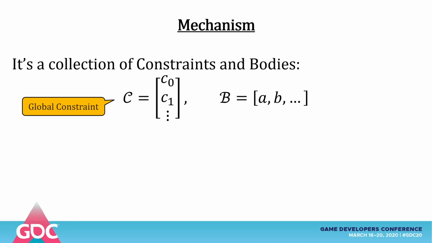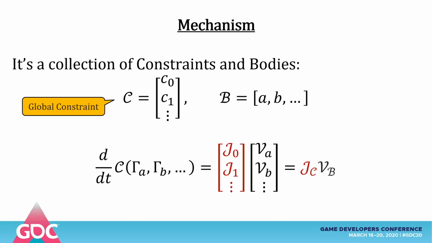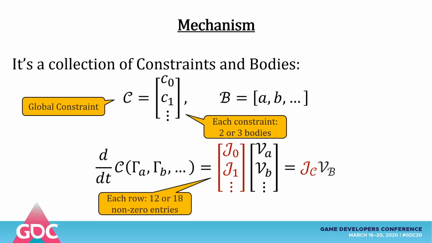So far, we have been looking at single constraints, but in practice, we want to model entire mechanisms consisting of many constraints and bodies. We can stack all the constraints in the mechanism into a single function called the global constraint. Taking the derivative of the global constraint, we get the global Jacobian matrix, which maps the velocities of rigid bodies to the constraint space. In practice, each constraint will only affect 2 or 3 rigid bodies, which means that each row of the global Jacobian has only 12 or 18 non-zero entries.